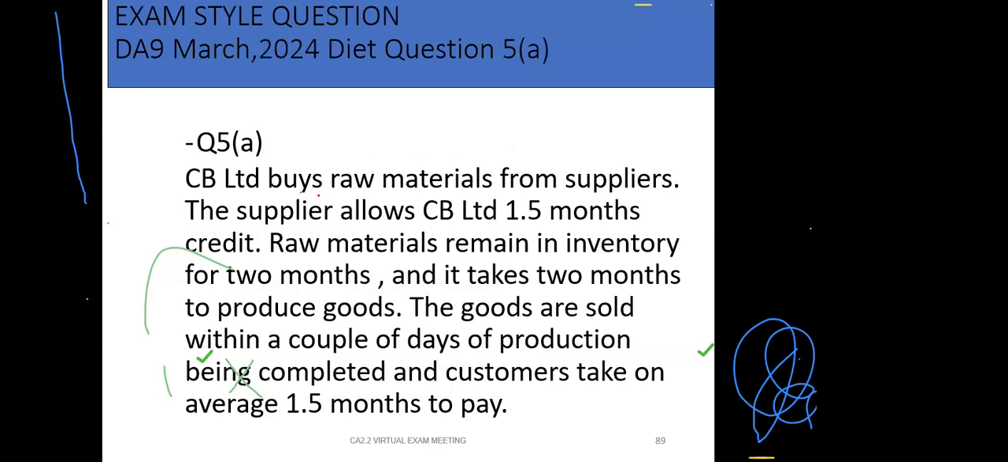Okay. Then we look at a question from DA9 March 24 DAT, question 5, which was on working capital management, specifically cash operating cycle. The question says that CB Limited buys raw material from suppliers. The supplier allows CB Limited 1.5 months credit. Raw materials remain in inventory for 2 months, and it takes 2 months to produce goods. The goods are sold within a couple of days.